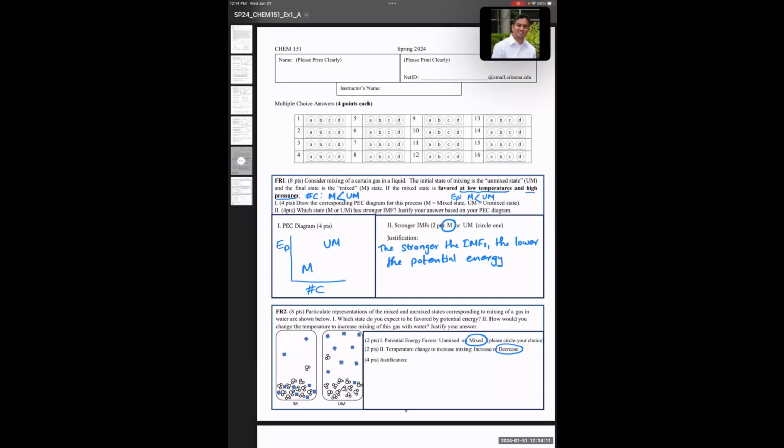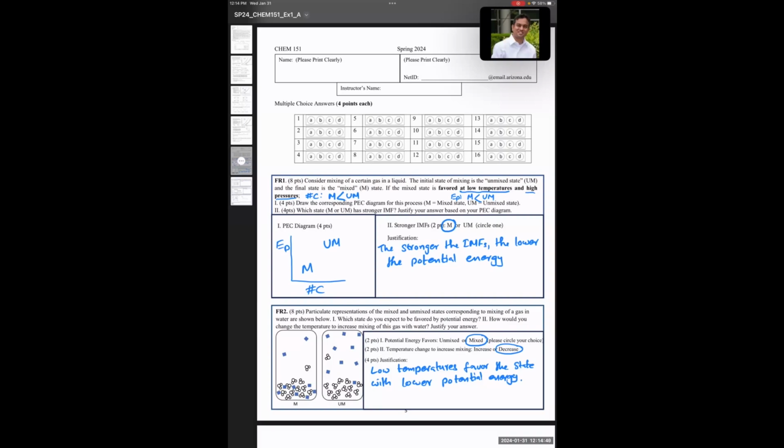So we can write: low temperatures favor the state with lower potential energy. Okay, that's the main thing.